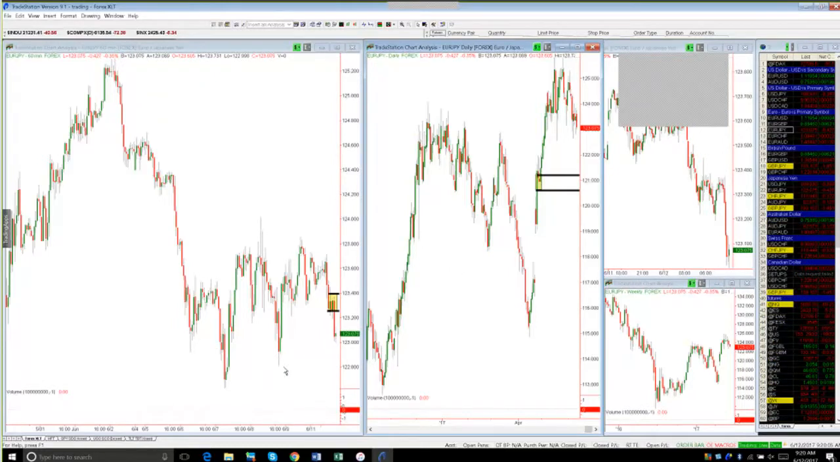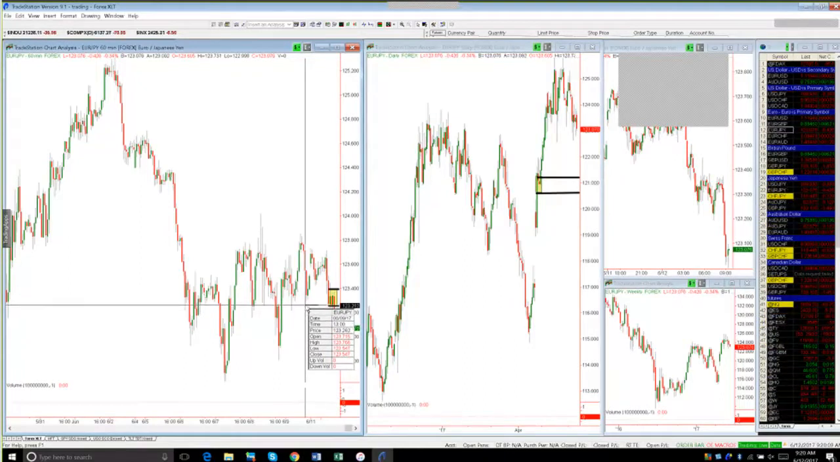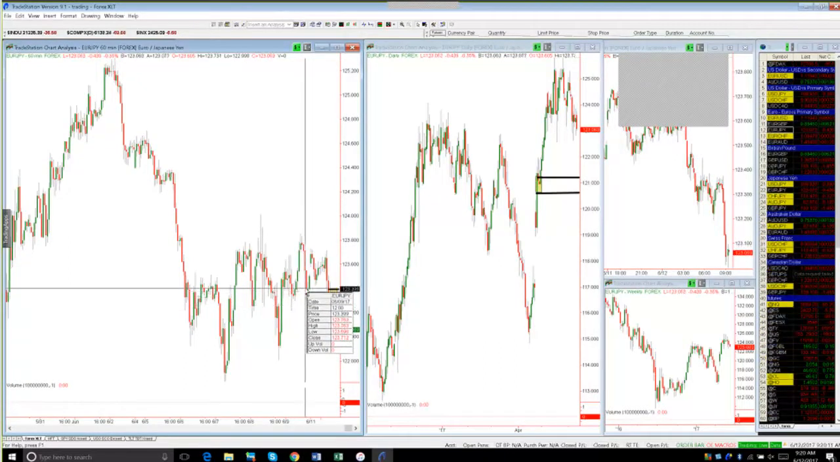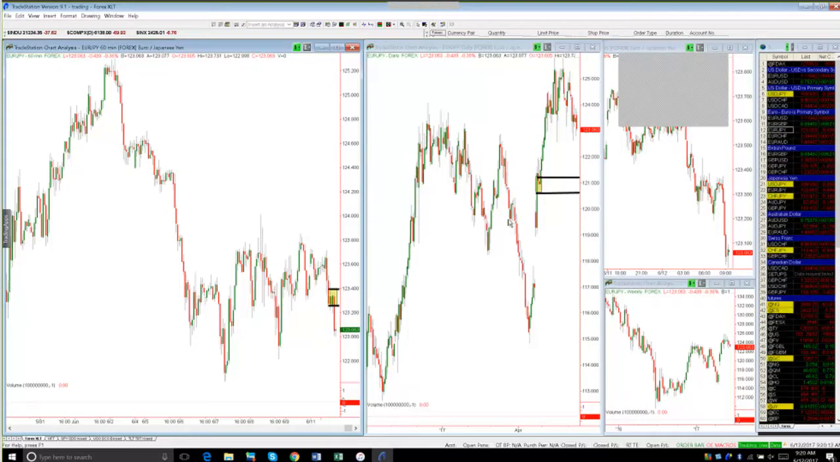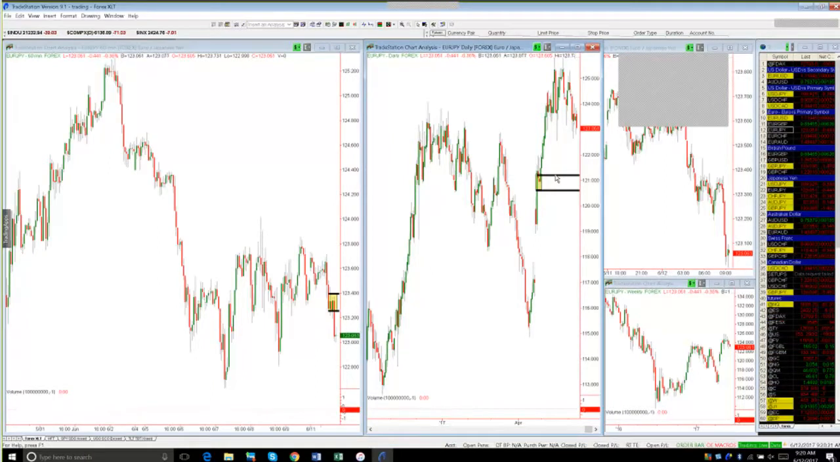So we have a nice supply zone here, 123.25, all the way up to 40. And there's room all the way down to 121.20. Okay, makes sense? Any questions on that one? And this one just developed in the last 2 hours.